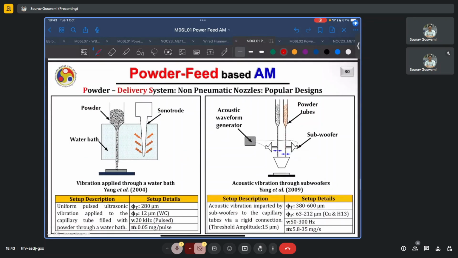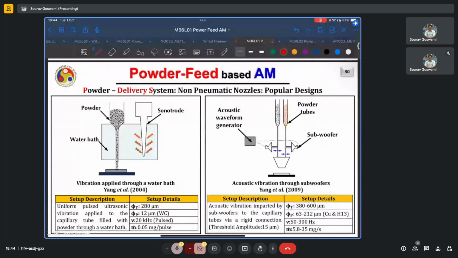Then there are these other designs where they use a bath in conjunction with a sonotrode, and the vibration travels through the water bath to the powder and helps in its delivery. Here the tube is even wider at 280 microns. The powder particles are very small at 12 microns, and there's a pulsed vibration of 20 kilohertz, and the powder delivery is again 0.05 milligram per pulse.